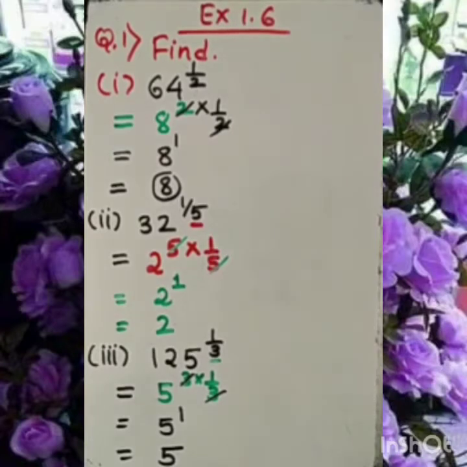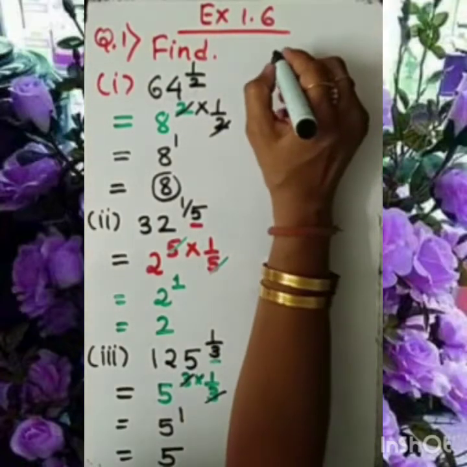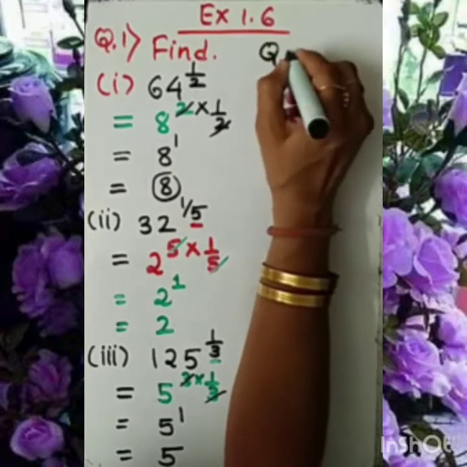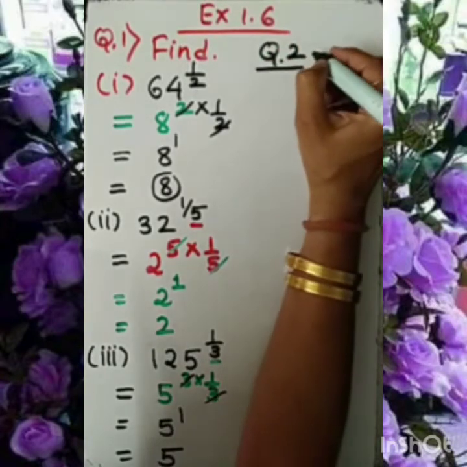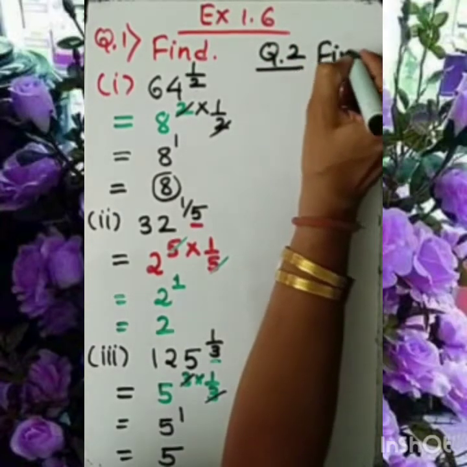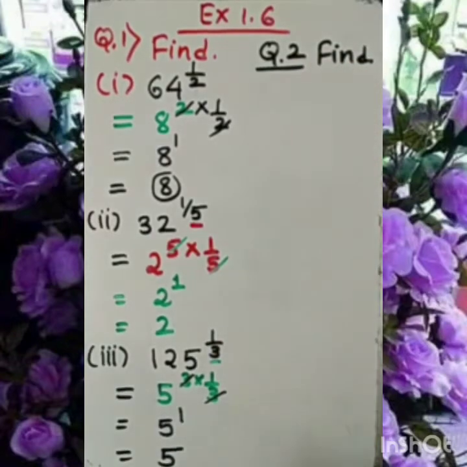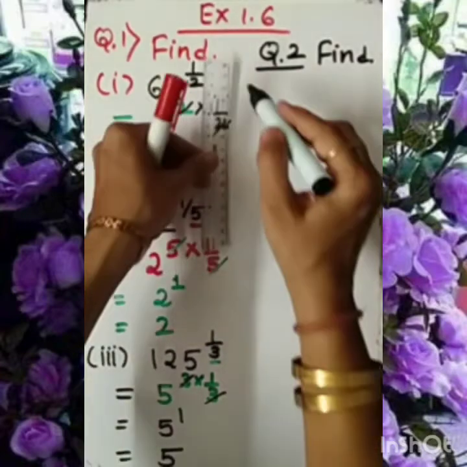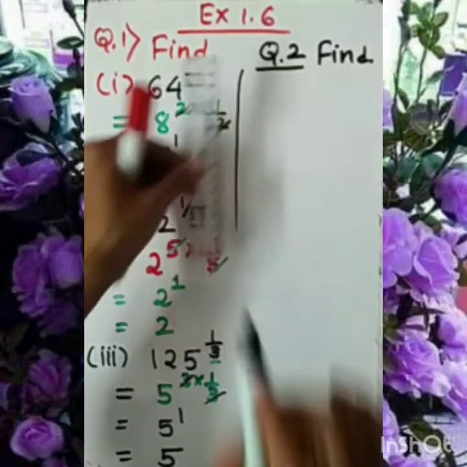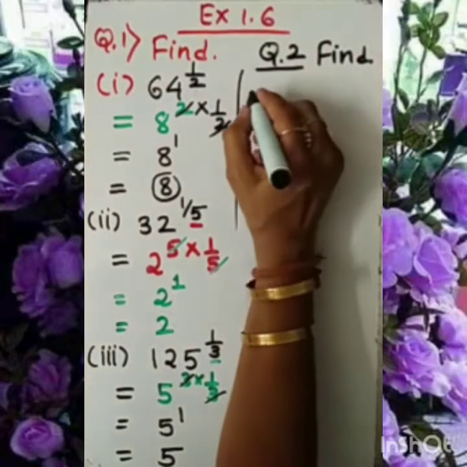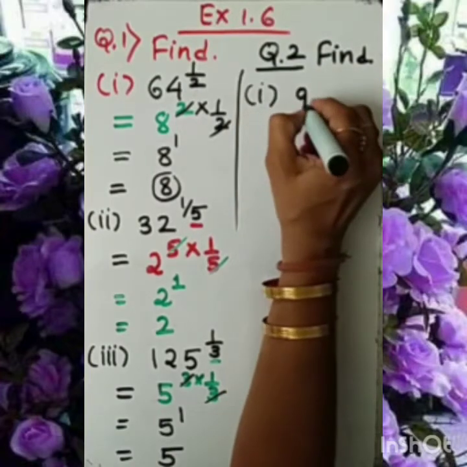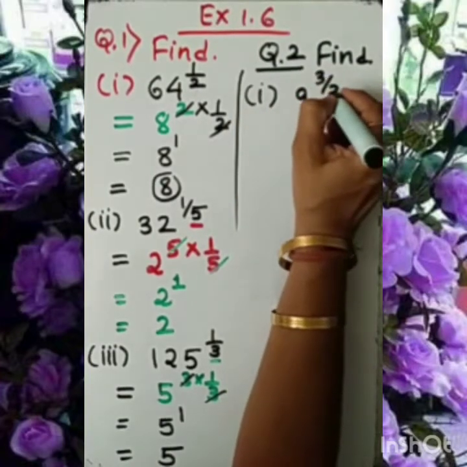The same procedure we can work out for question number 2. Are you ready? Let's start. I am doing it here only for you. Question number 2. There also they have given us to find. The first value which they have given us is 9 to the power 3 by 2. Okay, no problem. Let's work on that. First is 9 to the power 3 by 2.